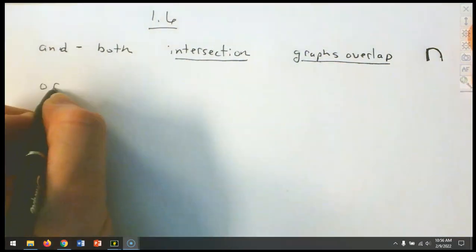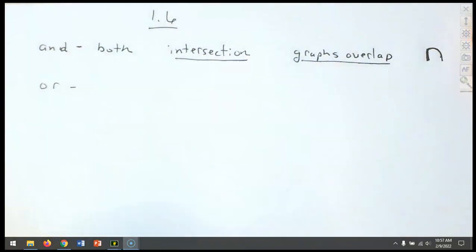And or. Well, what does an or mean? An or is all of it combined together. So it's either one or the other, right? If I say Jill or Joe walk to the store, what could happen? Jill could walk to the store, Joe could walk to the store, or they could both go. So or means either one.